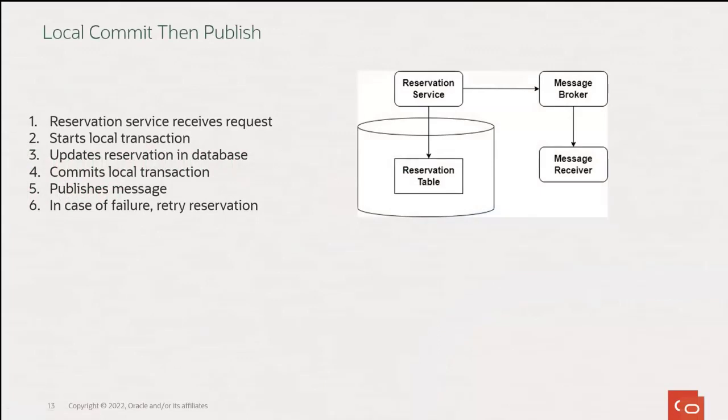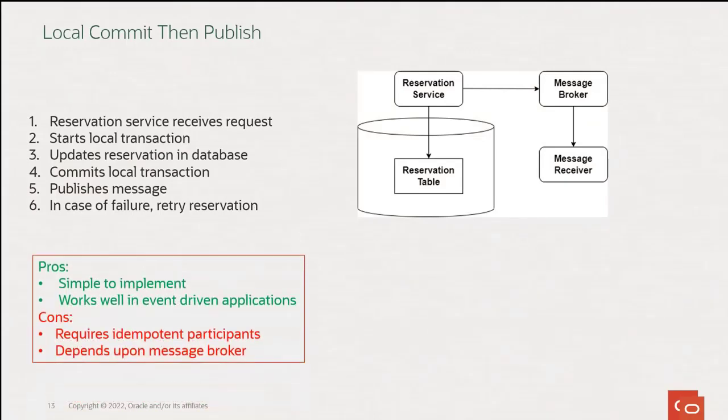One of the simplest ones is what we call a local commit then publish. So you have a reservation service here. It takes in a request to make a reservation. It adds an entry into the table, and then it sends a message to the message broker to pass this request on to the next service. So it does a local commit of the reservation table and then publishes a message. And if that message can't be published, it simply retries it. So this is a very simple model, and simple to implement.